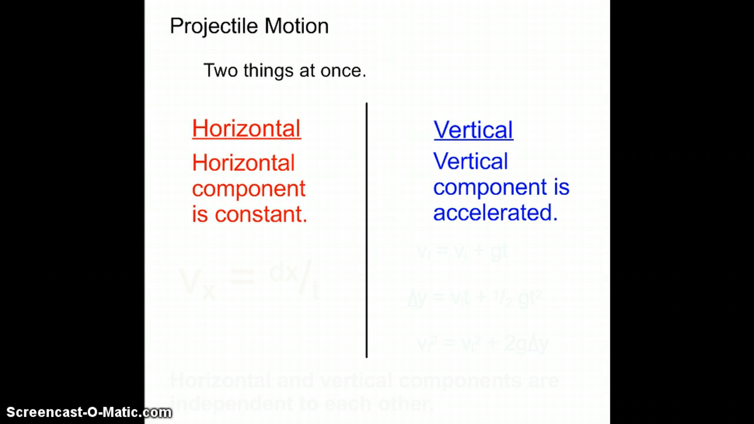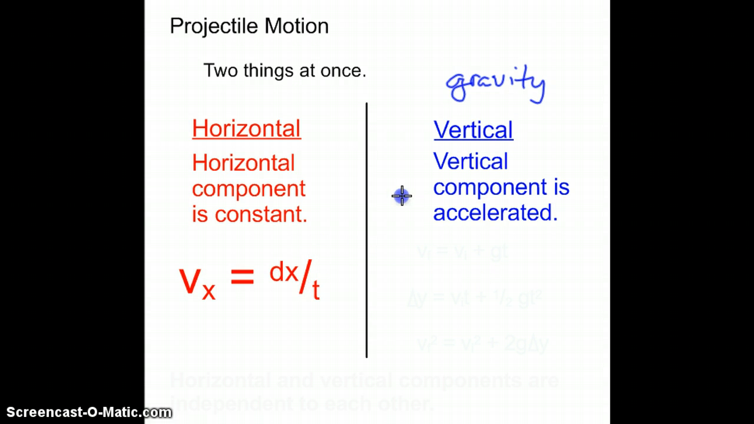Why is the vertical component accelerated? The vertical component is accelerated because of gravity. Gravity is that acceleration rate that we have, and it is constantly changing as it falls. The horizontal is constant because gravity does not have an effect. The formula that we're going to use for our horizontal component is our standard velocity formula. Our x velocity is equal to our x distance divided by time. Notice there's no acceleration in this formula.